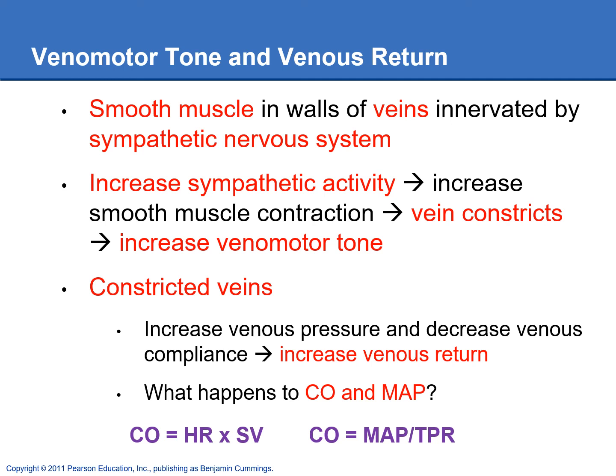And if you increase the end diastolic volume, that'll increase the stroke volume, so we'll pump more blood out with each contraction. And if you increase stroke volume, that increases cardiac output. And if you increase the blood flow or cardiac output, that also will increase the mean arterial pressure. So if you vasoconstrict the veins, that will increase cardiac output and increase MAP.